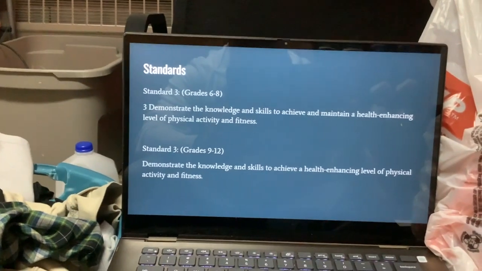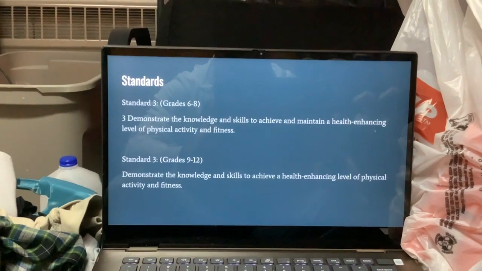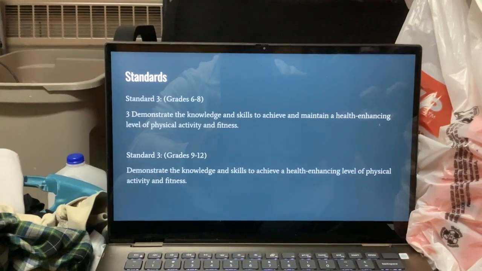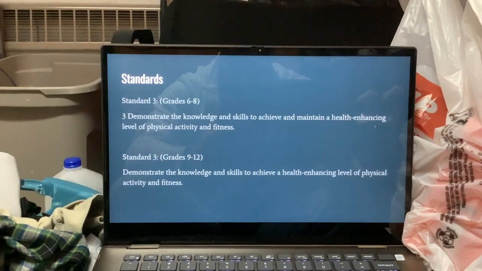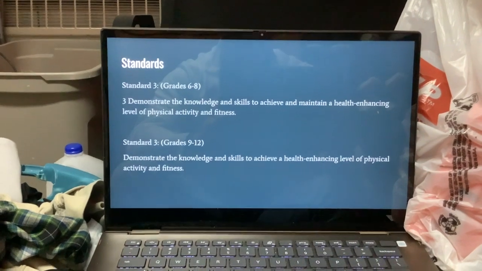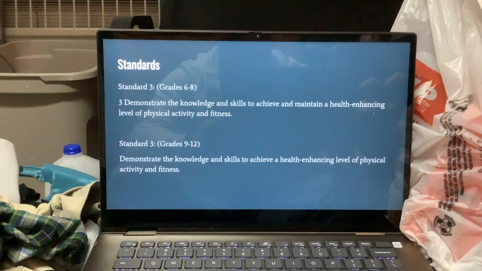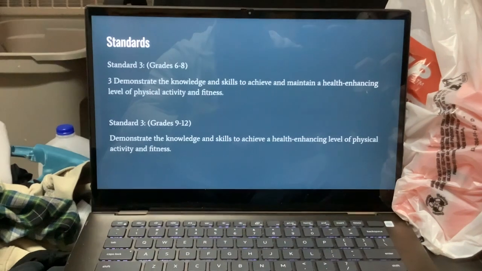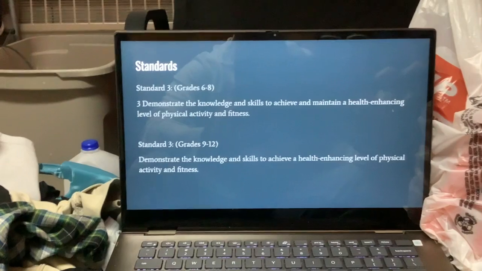And then you have your standards. The Minnesota Standards, Standard 3, for both grades 6 to 8 and grades 9 to 12. Both standards talk about knowledge and skills to achieve and maintain a health-enhancing level of physical activity and fitness. So we just want our students to know how to do exercises and to know the benefits and what they'll get in their health from doing this fitness ed model correctly.